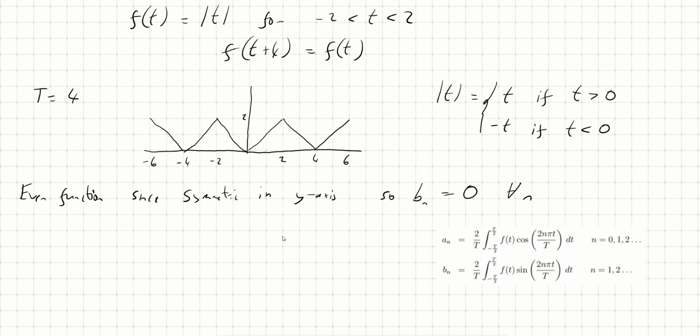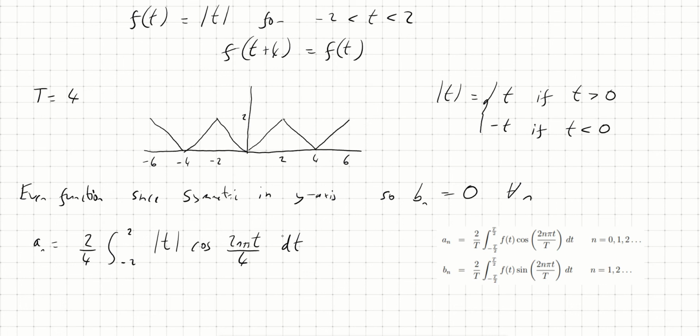So here's our formula. an is equal to 2 over T, well remember T was 4, so it's 2 over 4, and it's the integral from minus T over 2 to T over 2, so it's the integral from minus 2 to 2 of f(t), well remember f(t) is mod t, the integral of mod t cos(2n pi t over capital T), which is our period, which is 4. So here's our formula to calculate the an's.